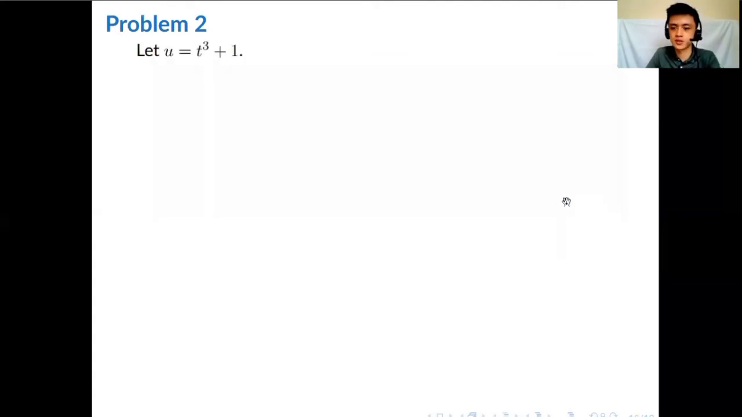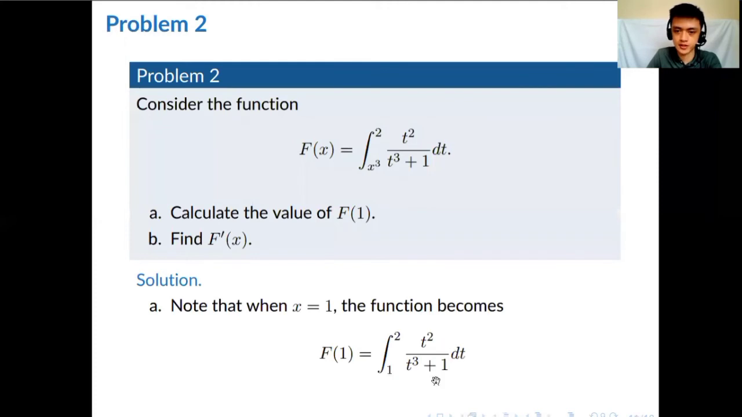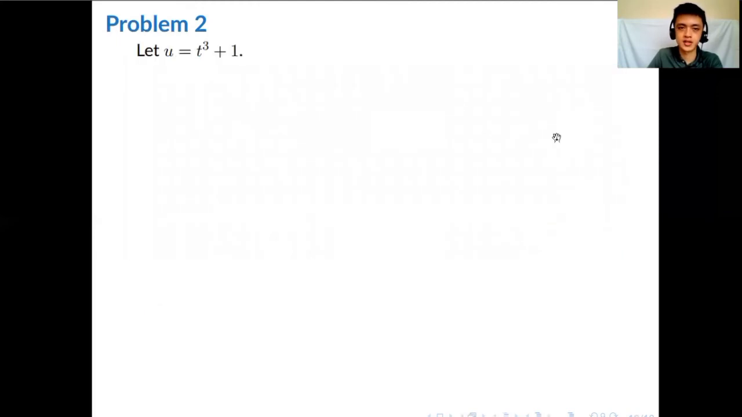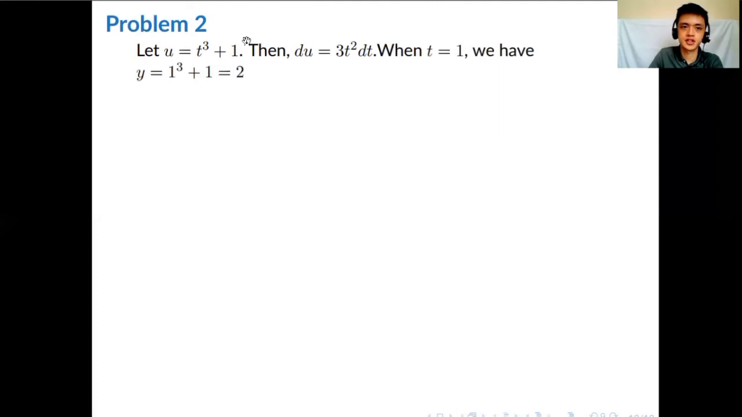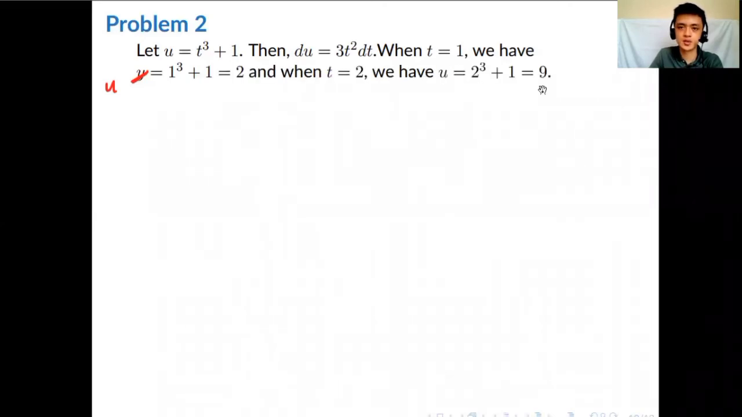We let u be equal to t cubed plus 1, which is a natural thing to do here. Kasi gusto natin na mapadali yung integration. So if we do that, yung du should be 3t squared. So derivative lang nito. And then, again, we're differentiating with respect to t here. And kapag yung t natin ay 1, this should be u is equal to 1 cubed plus 1 or 2. And then, kapag t naman natin ay 2, yung u natin ay 2 cubed plus 1 or 9.